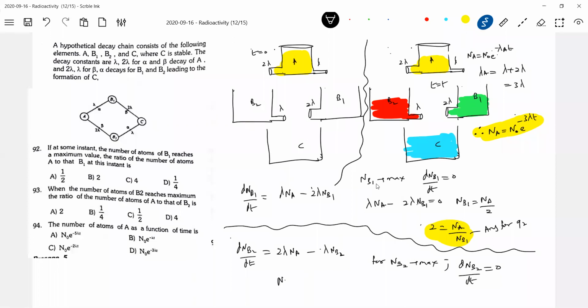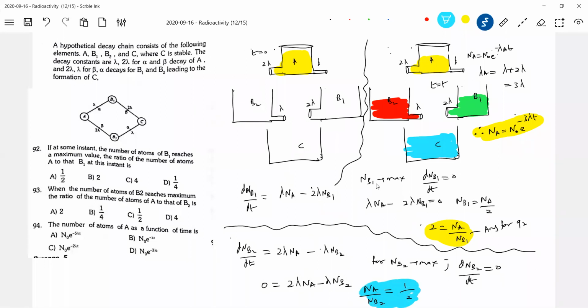The ratio of the number of atoms of A to that of B. So this I'll equate to 0. It should be equal to 1 by 2. Okay, this is our answer for question number 93.